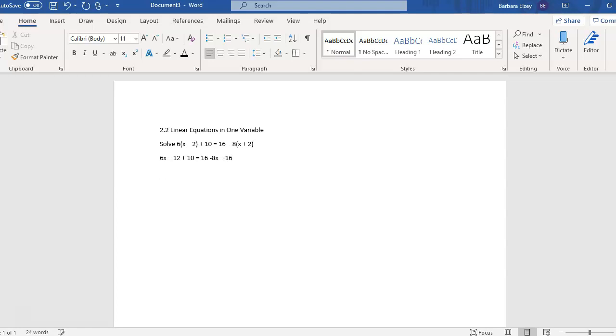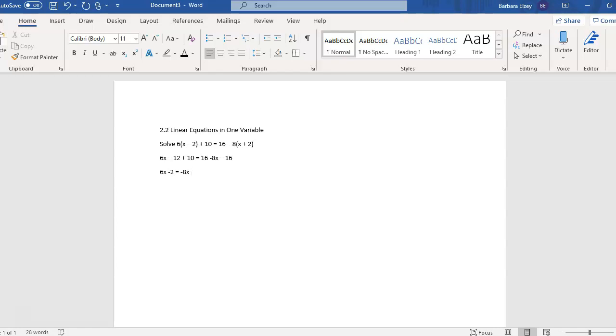All right, now we want to add like terms. And remember that things are like terms if they have exactly the same variables within them to the same powers. So for us, -12 and +10 are like terms. Our 6x can't be added to anything on the left. So -12 and +10 will be -2. And then on the right, we don't have any x's we can add together, but we can add together the 16 and the -16, which will cancel one another out. So now we have 6x minus 2 equals -8x.